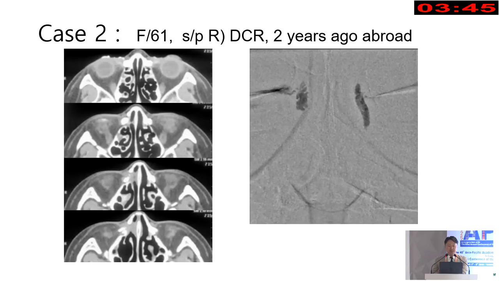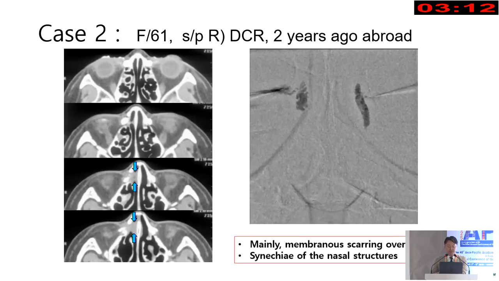So moving on to another case, this lady was referred for the revision DCR. When you see the CT DCG, you can see the contrast pooling inside of the lacrimal sac, which corresponds to the DCG finding, which suggests the possibility of membranous obstruction over the ostium. You can see the thick synechiae between the ostium and nasal septum, so we have to address this issue as well.